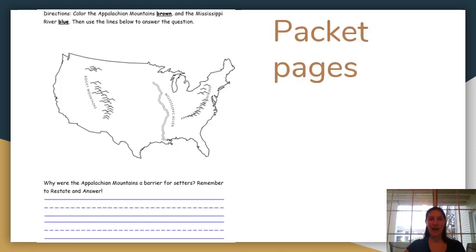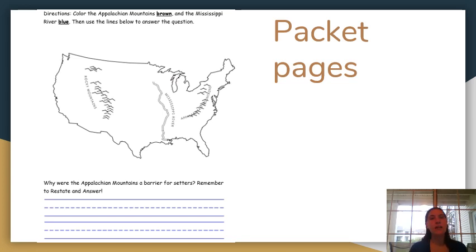Now, here are your packet pages. This is exciting. If you have crayons at home, great. If not, you can write these words where I've asked you to write them. But if you have crayons, colored pencils, markers, this is what I want you to do on this page. I want you to color the Appalachian Mountains brown. And then you'll notice a little bit past the Appalachian Mountains is the Mississippi River. I want you to color that blue because those are both going to be super important as we move ahead in this domain. So color those Appalachian Mountains brown, color the Mississippi River blue.